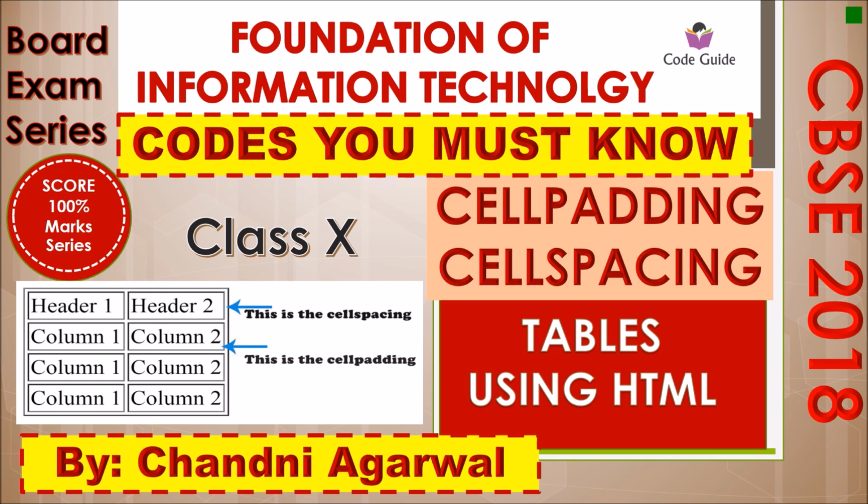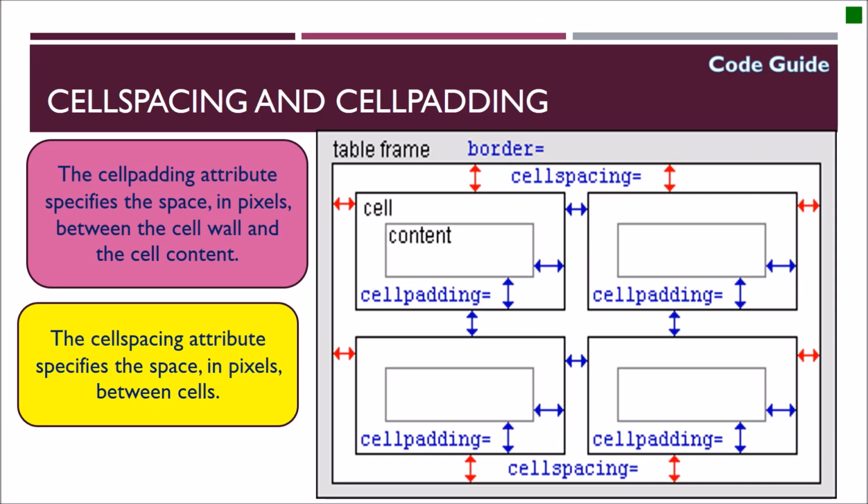This is one of the important topics that can come as a theory question, or as a part of creating tables using HTML, or a part of a long answer web page. Cell padding and cell spacing, which are attributes of the table tag. Let's start with this: cell spacing and cell padding.